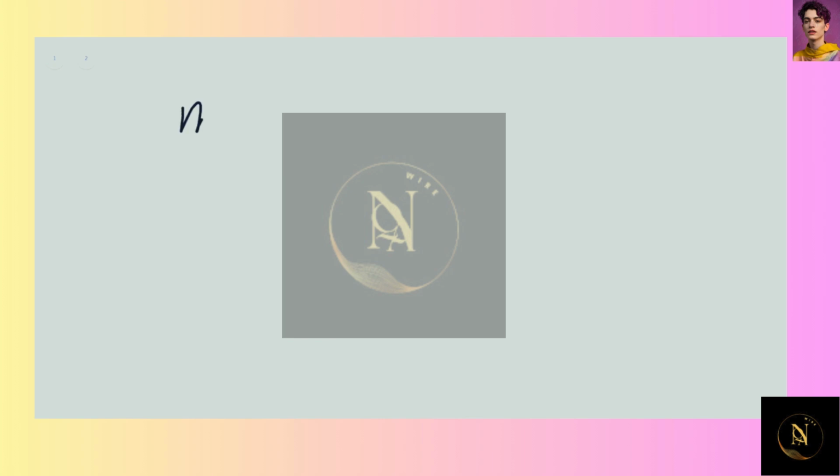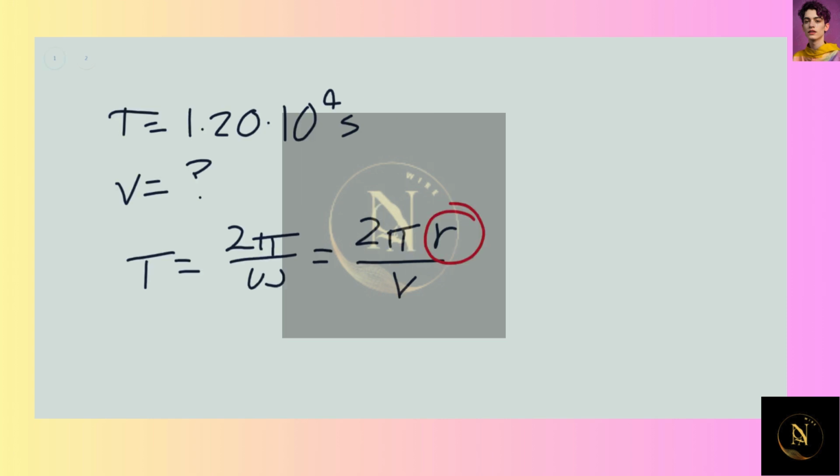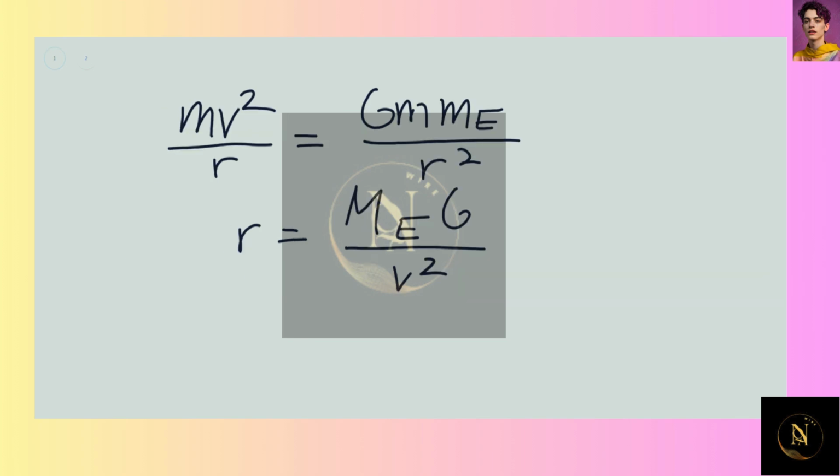We know that for a satellite moving around a planet, our centripetal force, m v squared over r, is going to be equal to our gravitational force, which is G times the mass of our satellite, little m, times the mass of our planet, M_e, over r squared. Now we can use this to solve for r, which is equal to M_e times G over v squared. Now that we have r in terms of v, we can plug it back in to our equation for T that we just found and solve for v.